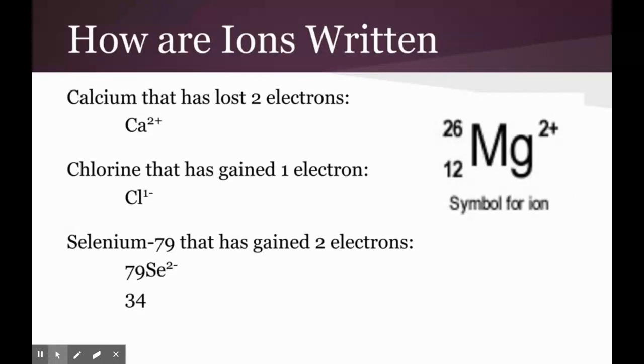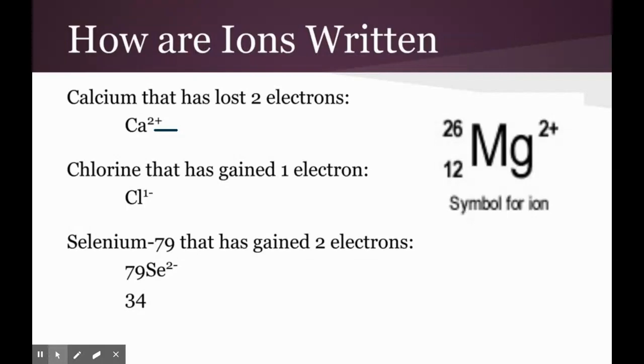So if calcium has lost 2 electrons, that means it will have a +2 charge. So that's how we write that. We write the element symbol with the charge in the top right corner. If chlorine has gained 1 electron, that means that its charge will be -1.